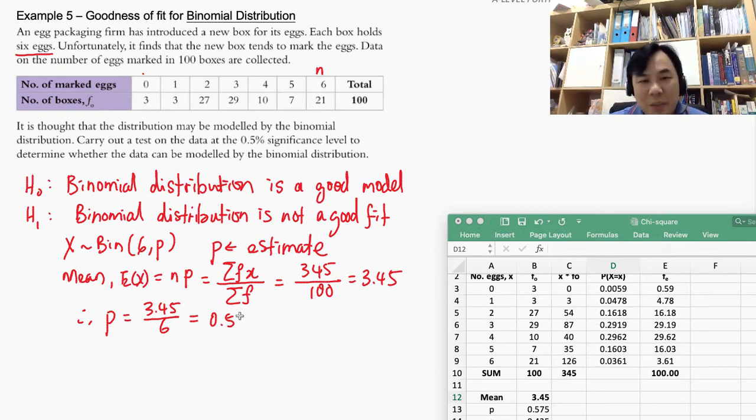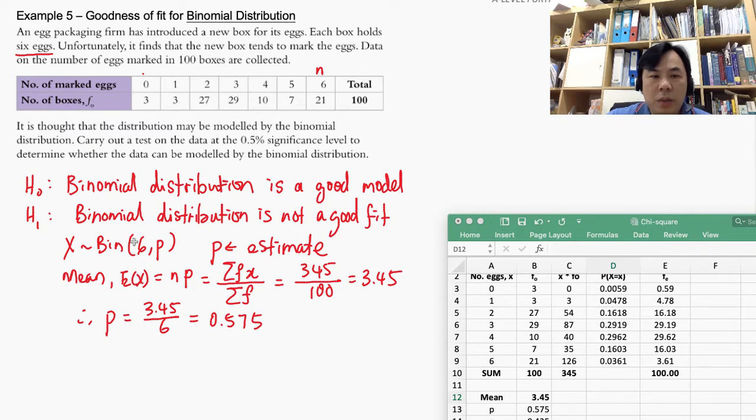Okay, never mind. I have recalculated mentally. Yes, it's 0.575. Always check thoroughly. Okay, so there you have it. There's a probability missing parameter that we have estimated from the sample of data that we have collected.